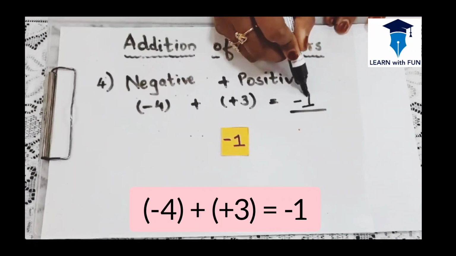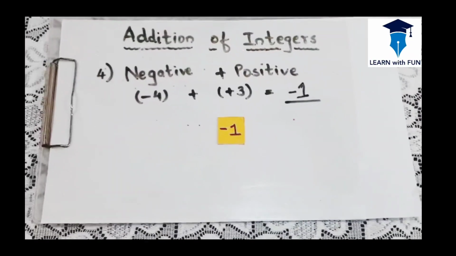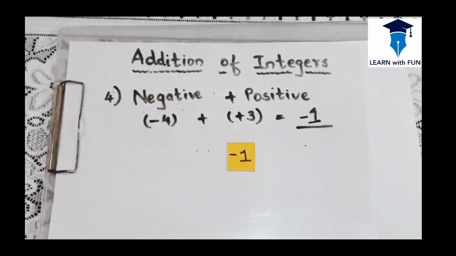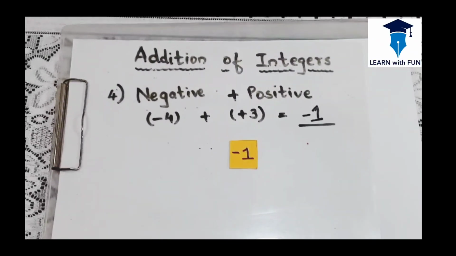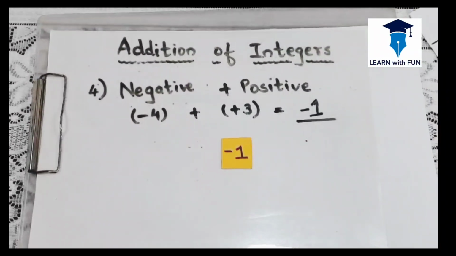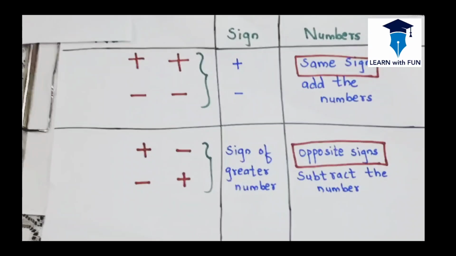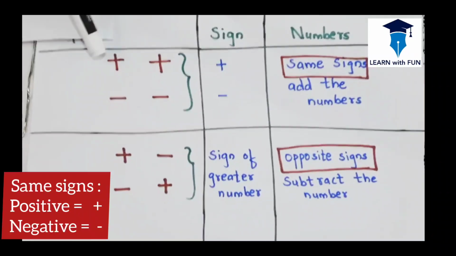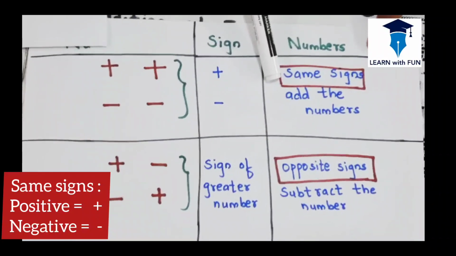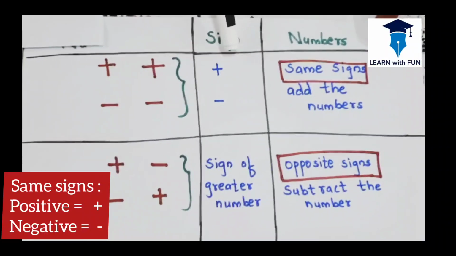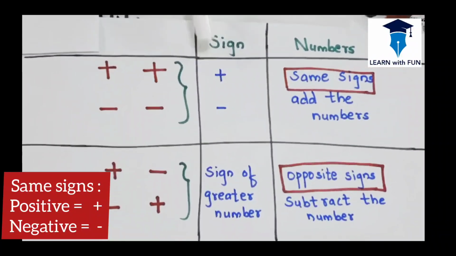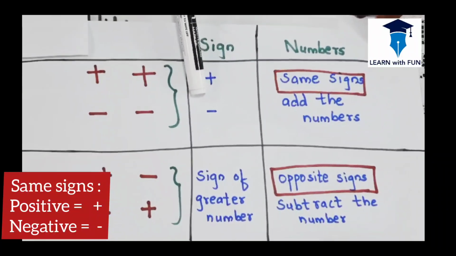Students, you can use the tiles so that the concept is cleared in your mind. But every time using the tiles is not possible. So just keep this simple rule in mind and this will be very easy for you to solve the sum. For two numbers with the same sign, you are going to add the numbers. And the sign you are going to place before it: if it is two positive numbers, you are going to write positive. If it is two negative numbers, you are going to write negative.